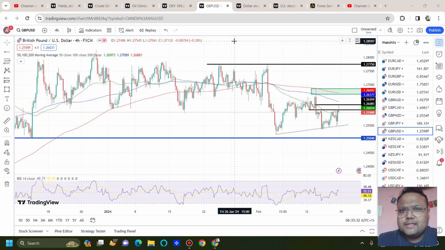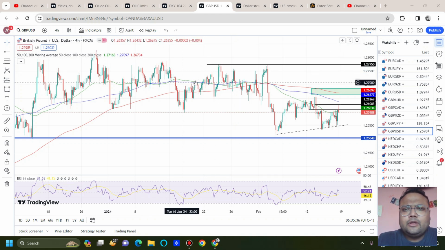So my dear friends, let's talk about British pound, US dollar, GBPUSD. Unlike Euro USD, we do not have any clear market structure or transition here. Overall, we can see a mess, or you can say that we have an indecision going on in the Euro USD.